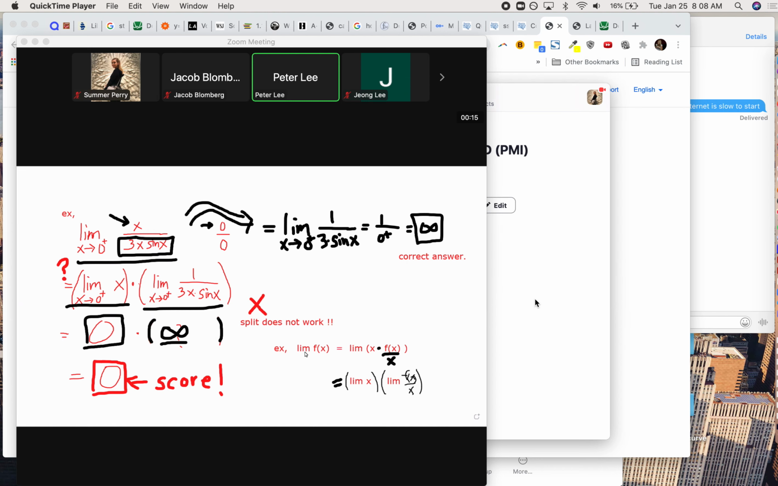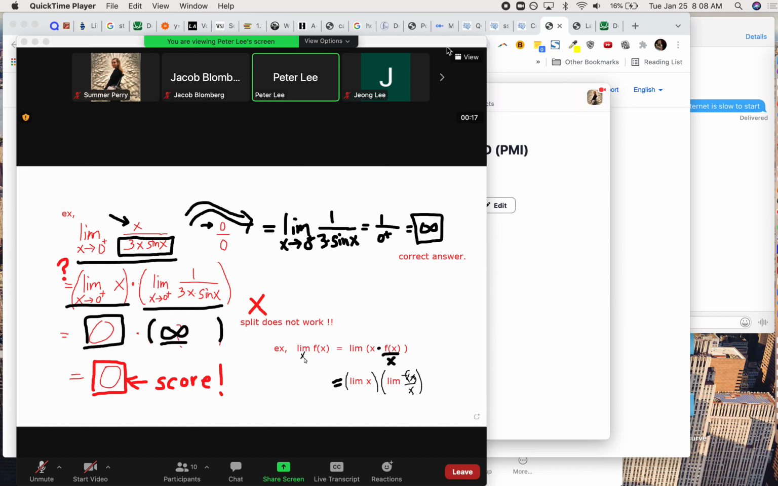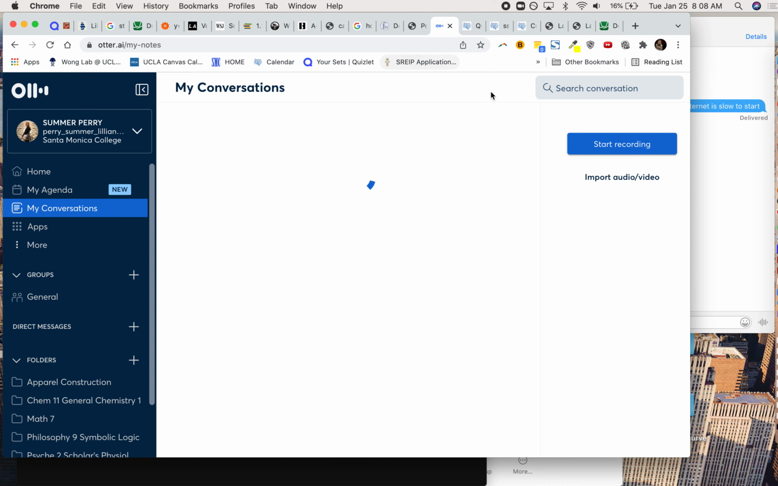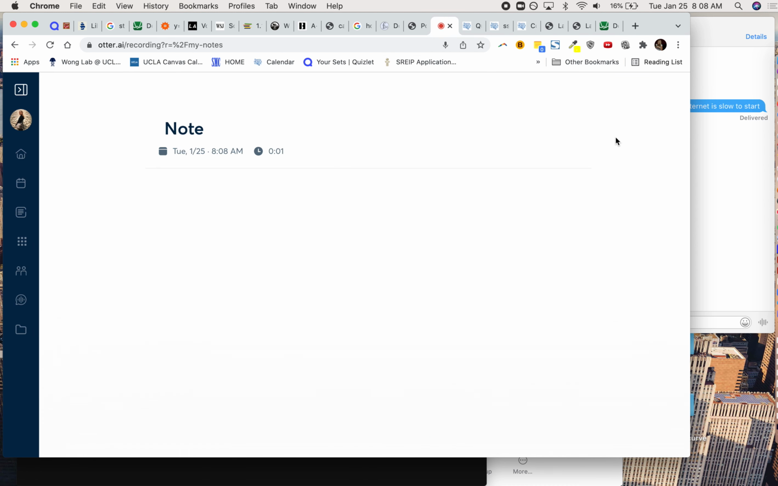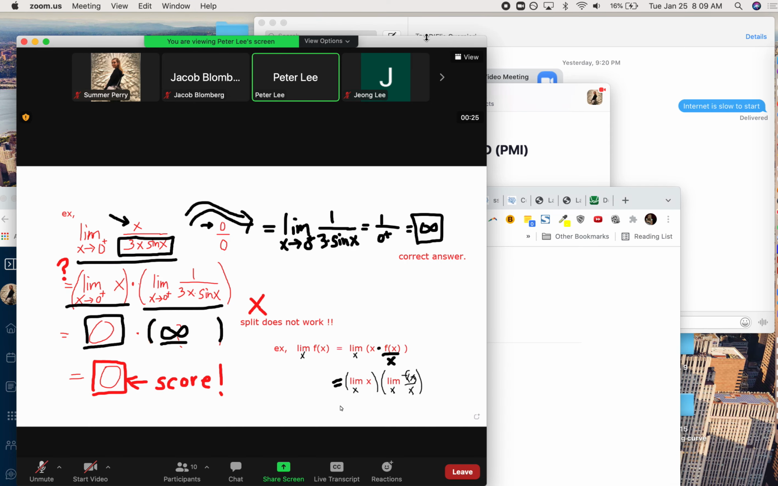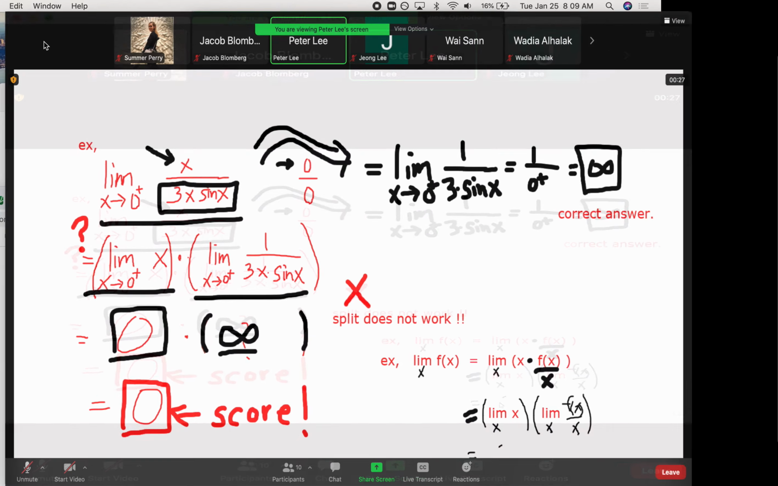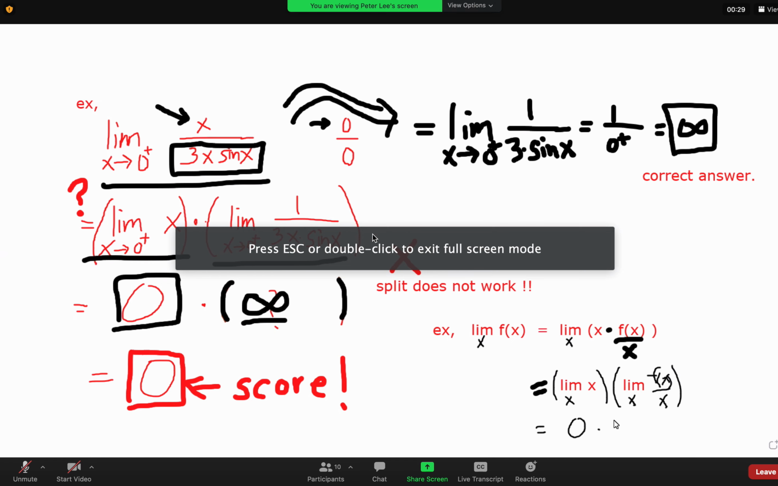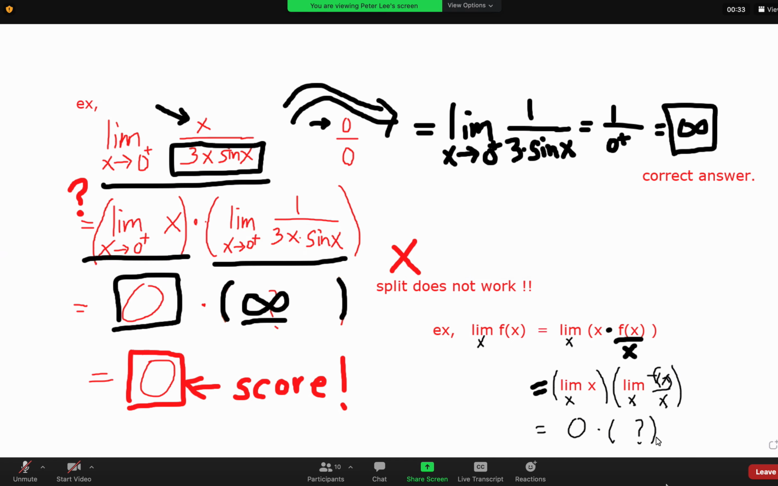Of course, this is referring to some kind of limit here. So I'll just put an x here. It can be any kind of limit, and you get this. And then what is this? This guy is 0. Obviously, this guy is 0. And then times this guy, question mark, we don't know. The question is, can you conclude that this equals 0?